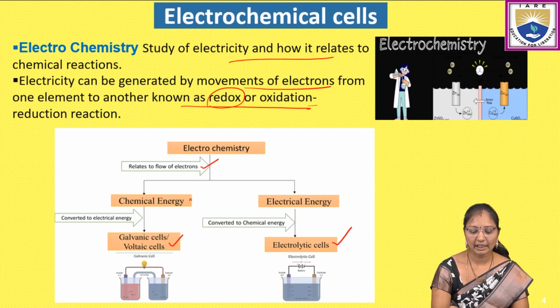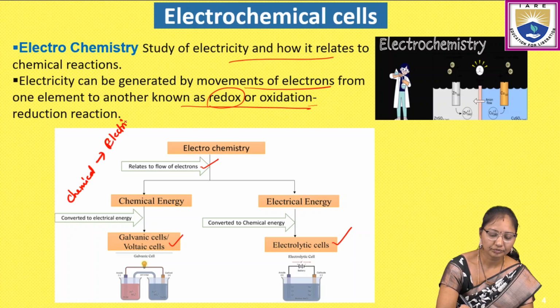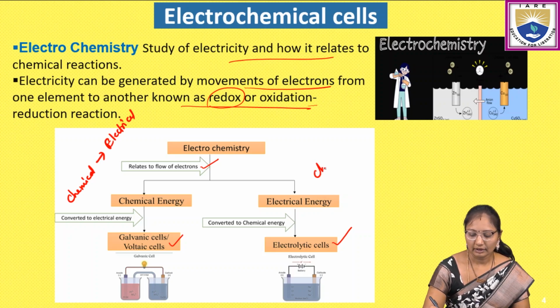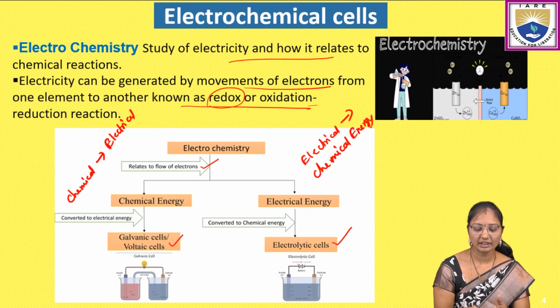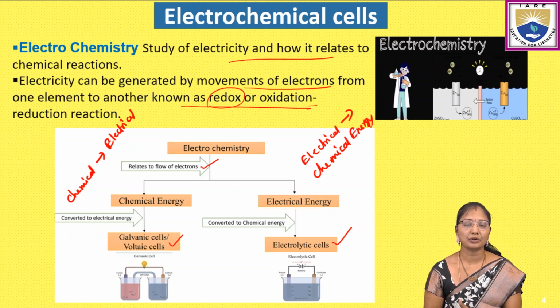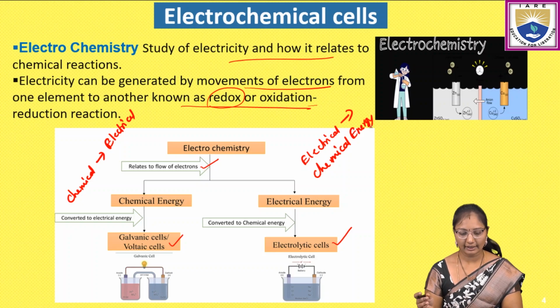So this is the difference between the galvanic cells and electrolytic cells: in the galvanic cells, the chemical energy is converted into the electrical energy, whereas in electrolytic cells, the electrical energy is converted into the chemical energy.